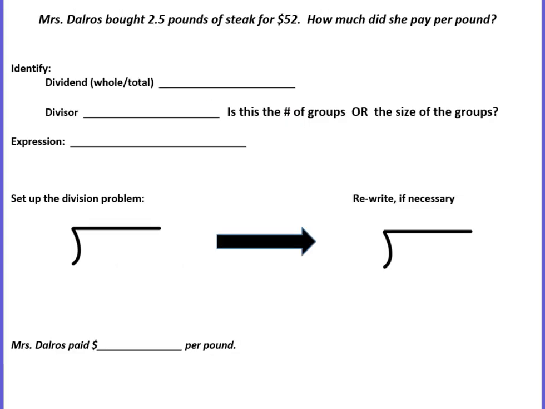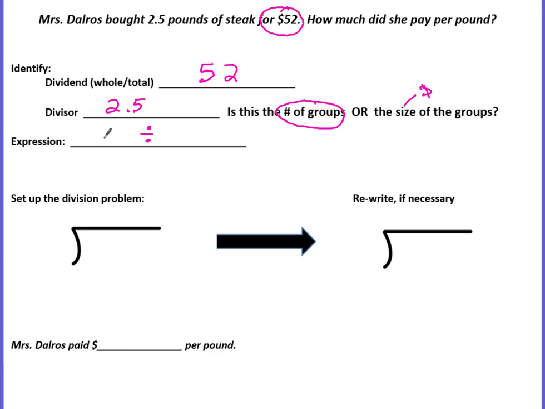Okay, let's try another one. Mrs. Delrose bought 2.5 pounds of steak for $52. How much did she pay per pound? Okay, let's identify. Do we know the whole total amount? We do. She paid a total of $52. So that's your dividend. This will be a division problem. And the divisor is the 2.5 pounds, which is the number of groups. We're looking for the size of the groups, and the size of the groups would be how much per pound.